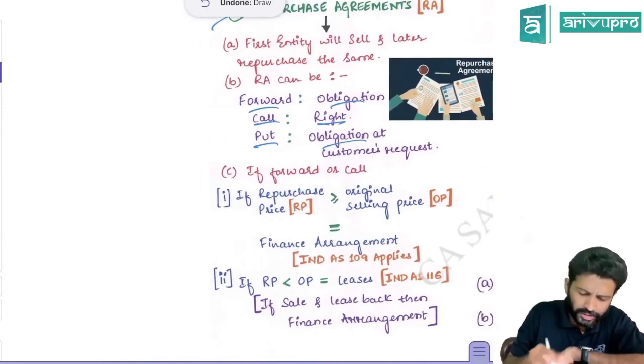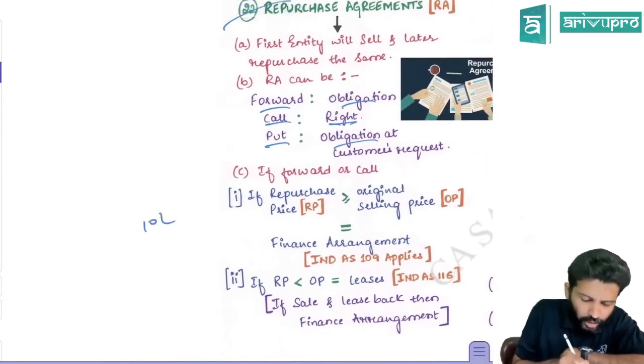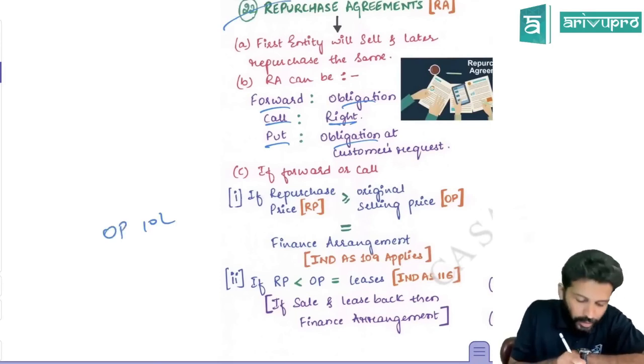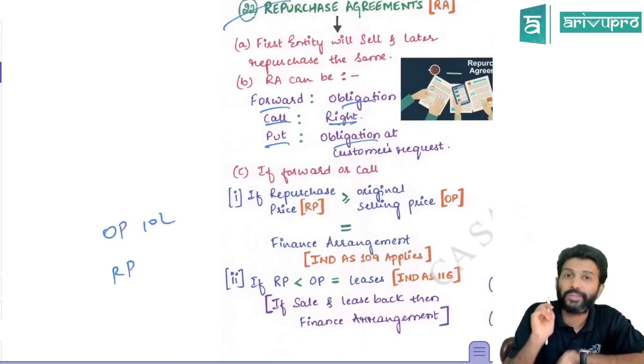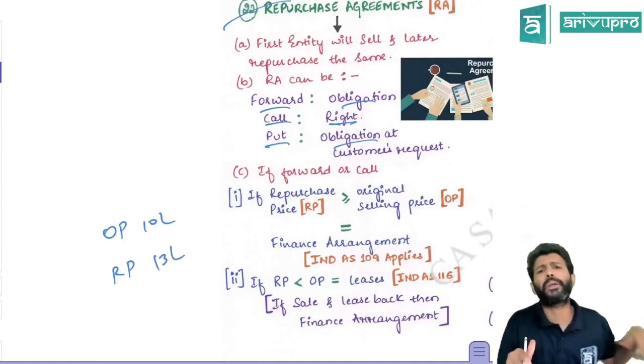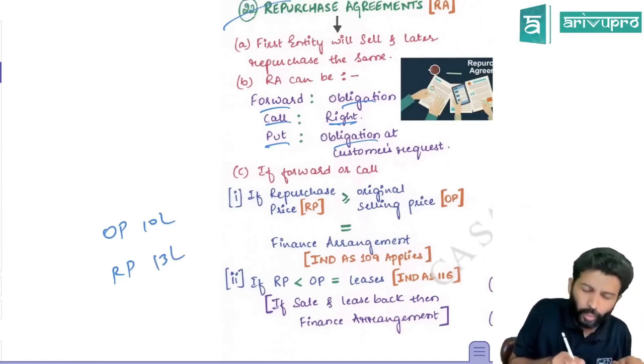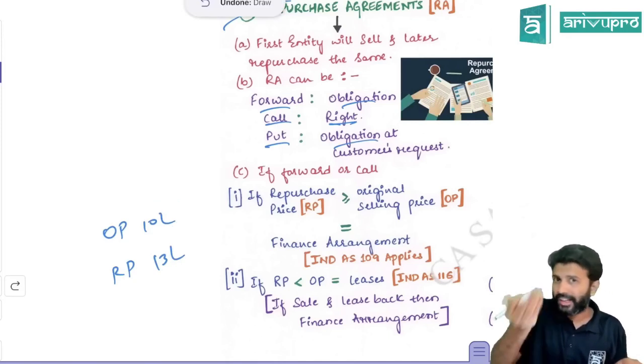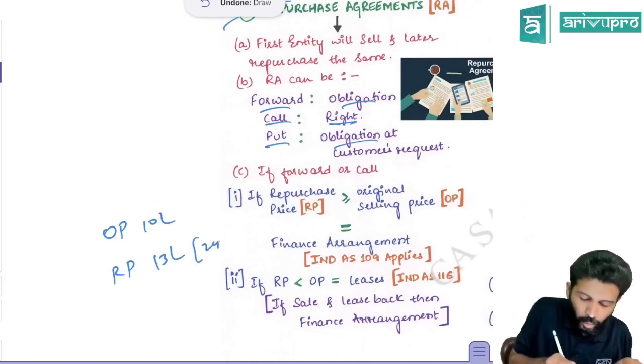So in case of forward and call, sir, check if the repurchase price is greater than the original selling price. You think logically, sir. You sold the goods for 10 lakh. That is your original selling price, which I am calling OP. You are repurchasing. Repurchase price, we call it RP. You are repurchasing for 13 lakh rupees. First, you will sell for 10 lakh, and then you are repurchasing for 13 lakh. You'll sell and recover the money now. You'll repurchase, let's say, after 2 years.